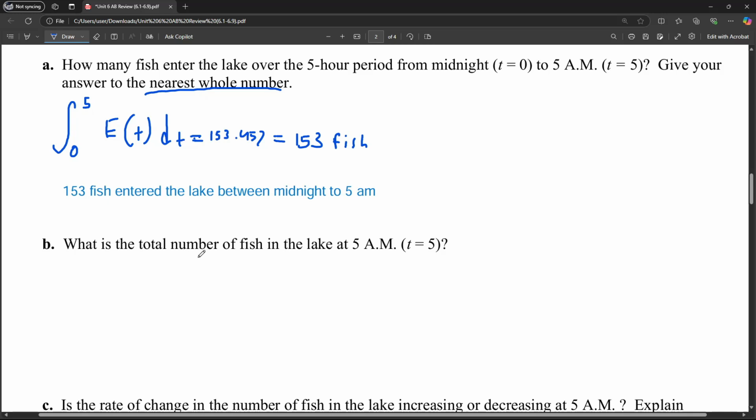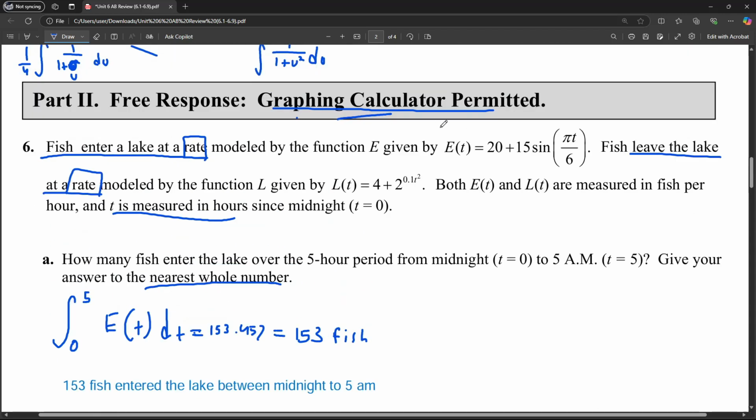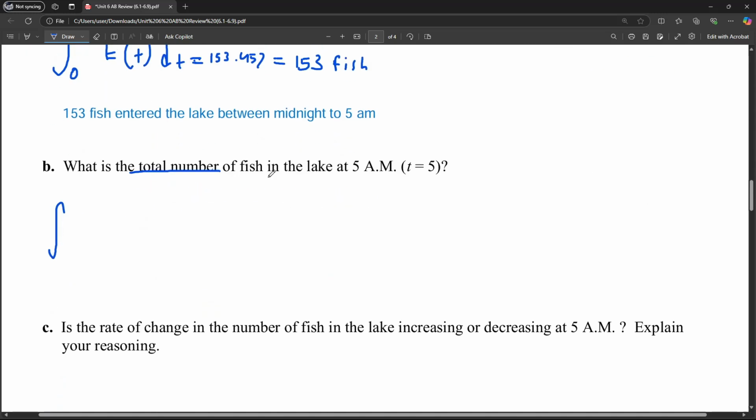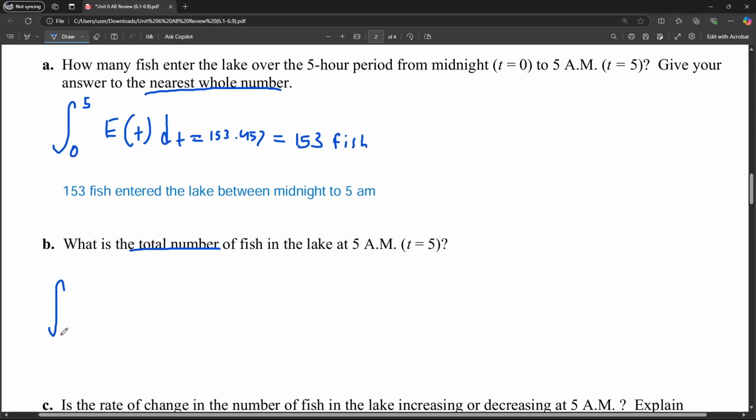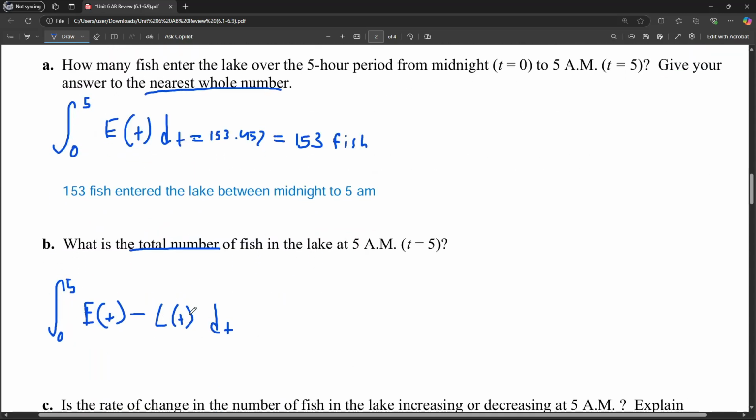Alright, so what is the total number of fish? So we got total number, so this is different. So in order to do this, and it's the same time at 5 a.m., we're going to take the integral again, because when we integrate these functions, it's just going to give us the total amount of fish that have left or entered. So the total number from 0 to 5, this time it's going to be E of t minus L of t. So you can do the same thing. Plug that in.